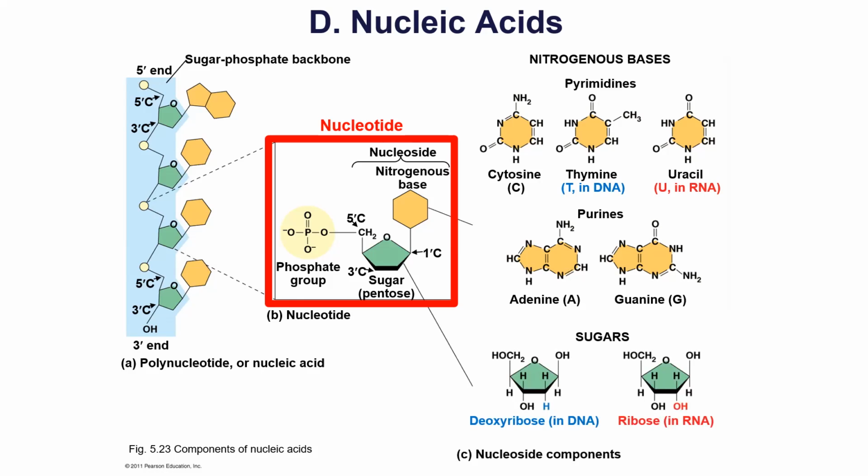There are the 2 sugars: deoxyribose and ribose. If you take a look right here, carbon number 2, on the RNA there's an OH. On the DNA, there's an H. And so literally deoxyribose is missing an oxygen. That's where deoxy comes from.